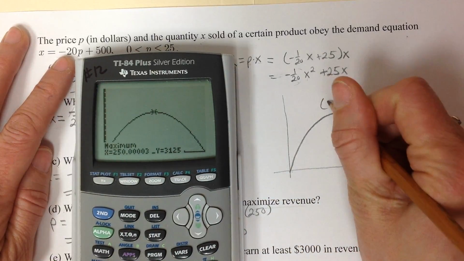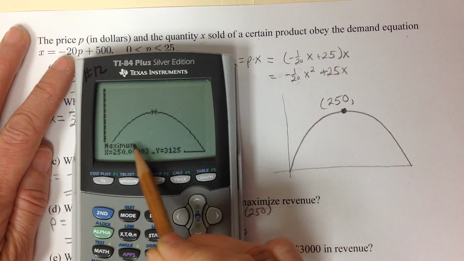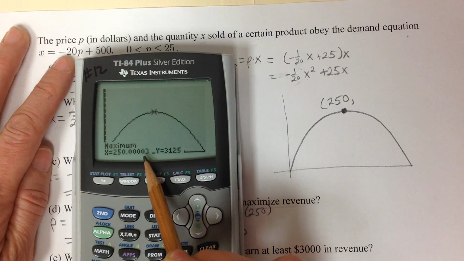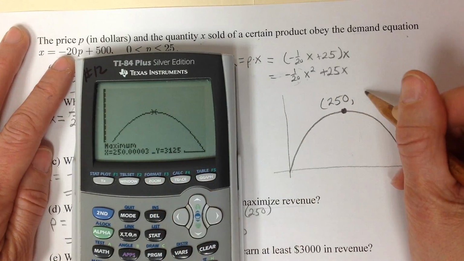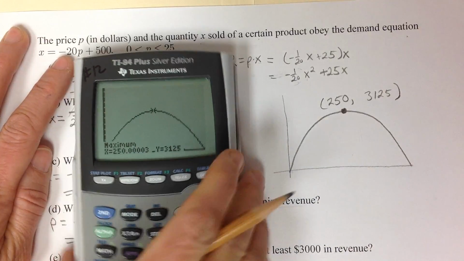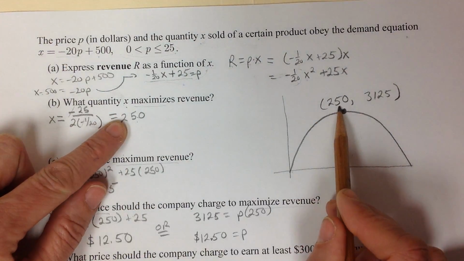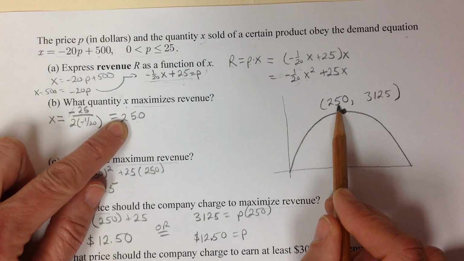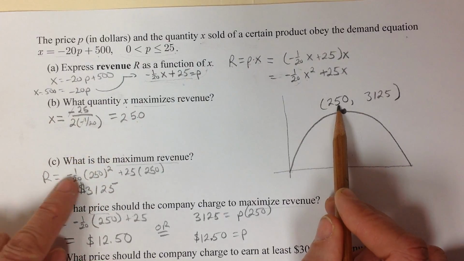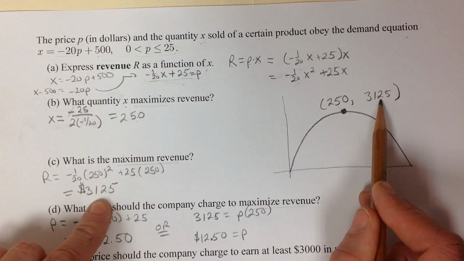And what do you know? 250. Now there is a rounding issue here, so you do have to keep that into consideration when you're using the calculator, and the Y value is 3,125. So instead of using the negative b over 2a to get my 250, I could have used the calculator, that's the x value. Instead of plugging 250 into my formula for r, I could have just used the corresponding y value if I have that point.